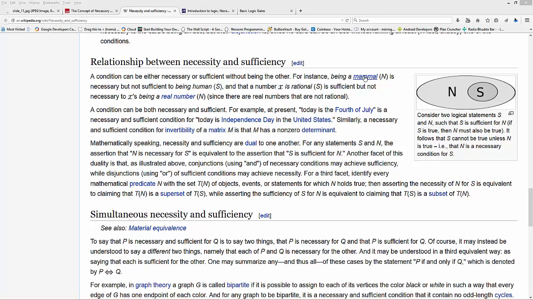For instance, being a mammal is necessary but not sufficient to being human, and a number x is rational is sufficient but not necessary to x being a real number, since there are real numbers that are not rational. A condition can be both necessary and sufficient. For example, today is the 4th of July is a necessary and sufficient condition for today is Independence Day in the United States.